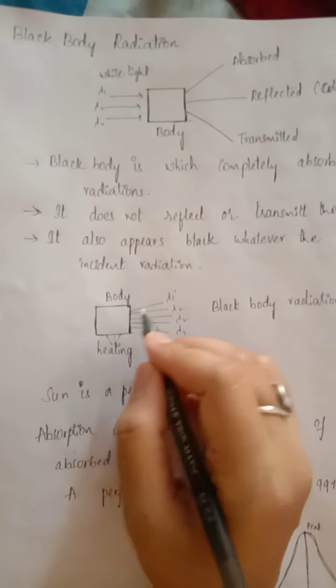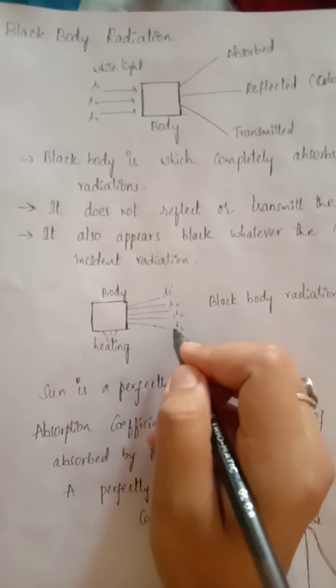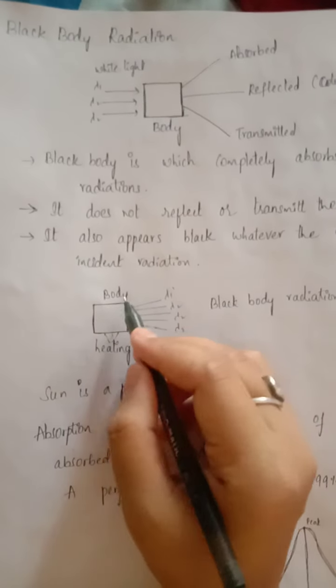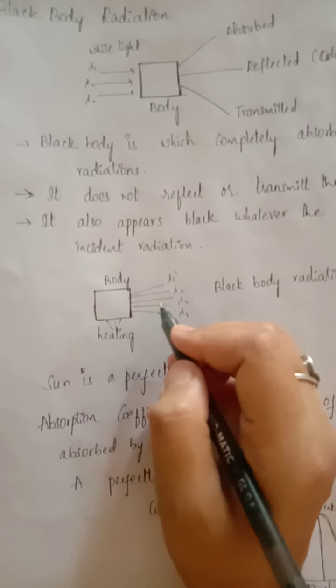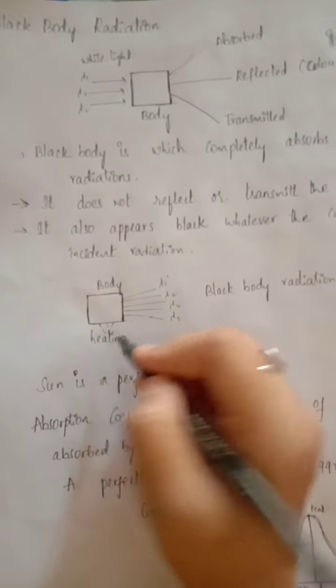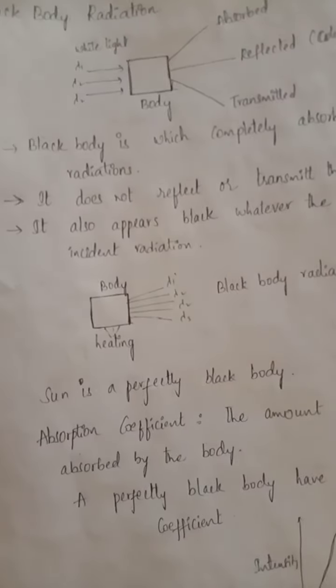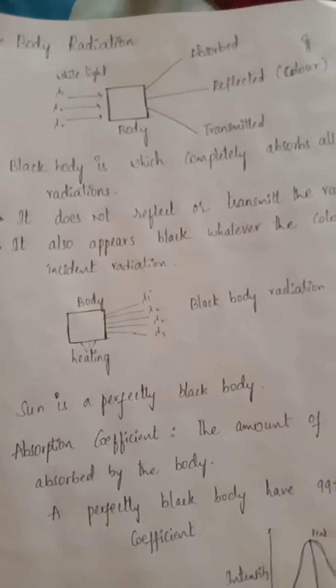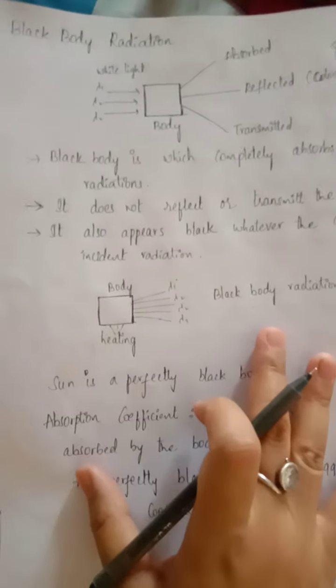If we are heating the body, it will emit all the wavelengths, like lambda 1, lambda 2, lambda 3, lambda 4. Whatever has been absorbed, it will emit as radiation due to the heating process. So this is called black body radiation, and a black body is a body which can absorb and also emit all the radiation when it is heated up.